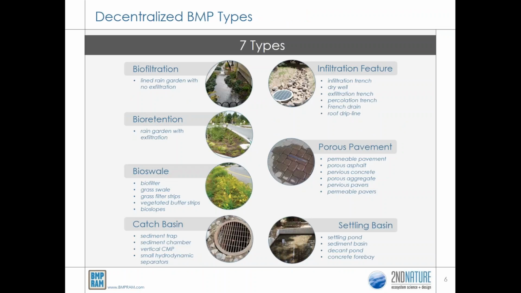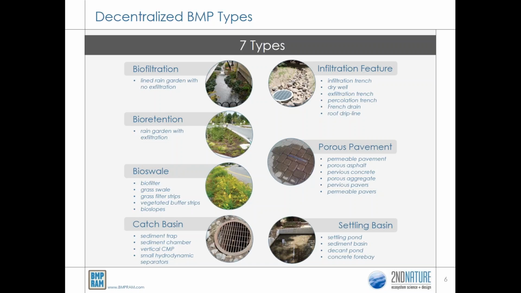BMP RAM defines 7 decentralized BMP types based on the common features and the fundamental processes they rely upon to improve water quality. The 7 types listed here are Biofiltration, Bioretention, Bioswale, Catch Basin, Infiltration Feature, Porous Pavement, and Settling Basin. As you can see, we have also provided examples of other common BMP names for each of these 7 decentralized BMP types.